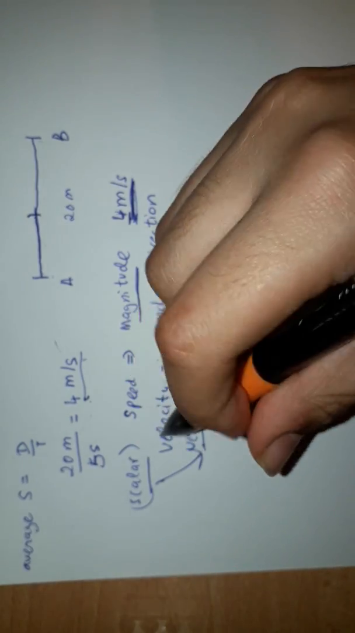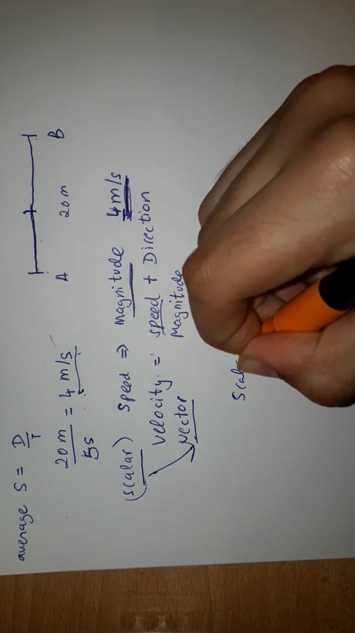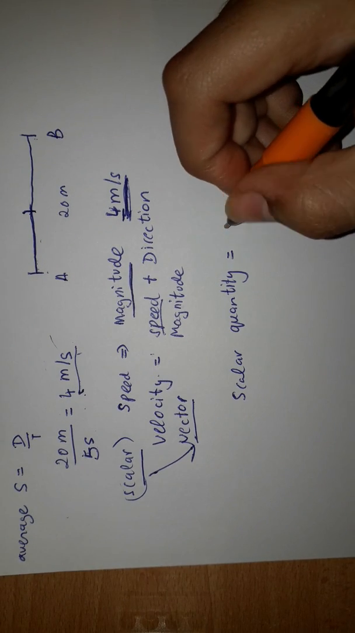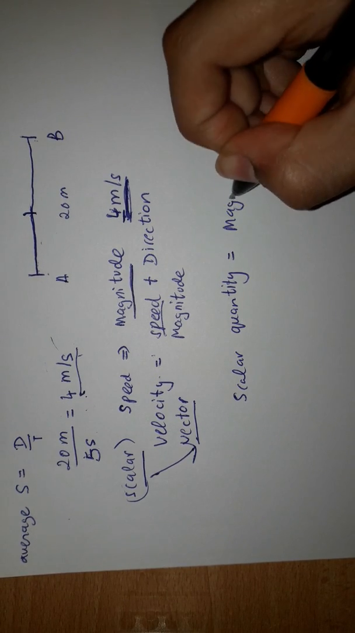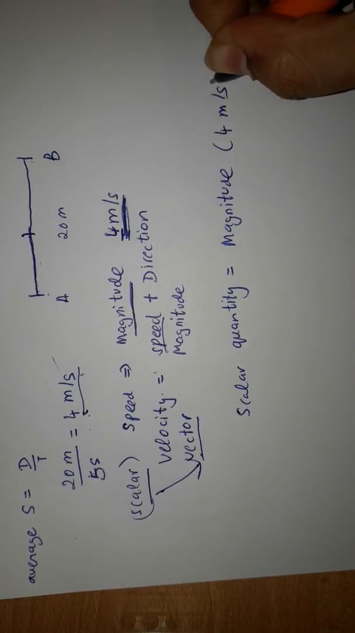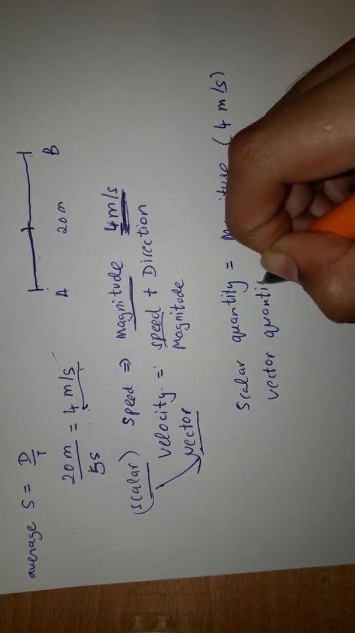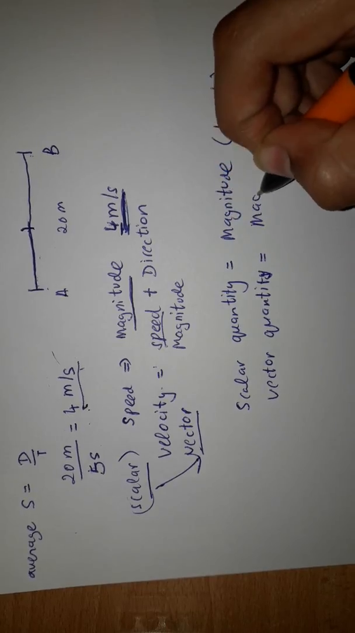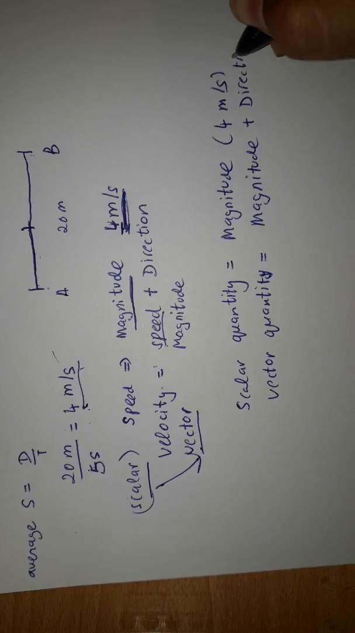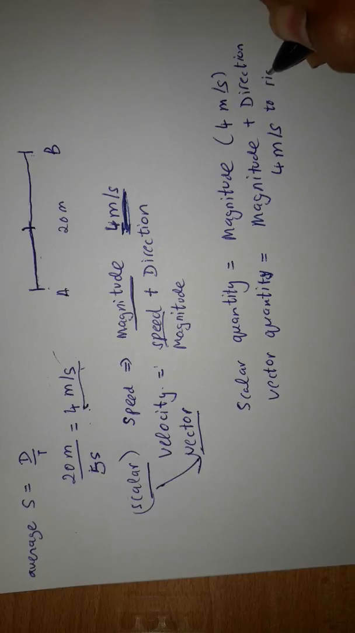A scalar quantity is basically a quantity that consists of, so let me write that down. Scalar quantity is a quantity that consists of a magnitude only. An example is a speed of 4 meters per second. A vector quantity, on the other hand, consists of a magnitude plus a direction. For example, a speed of 4 meters per second to the right.